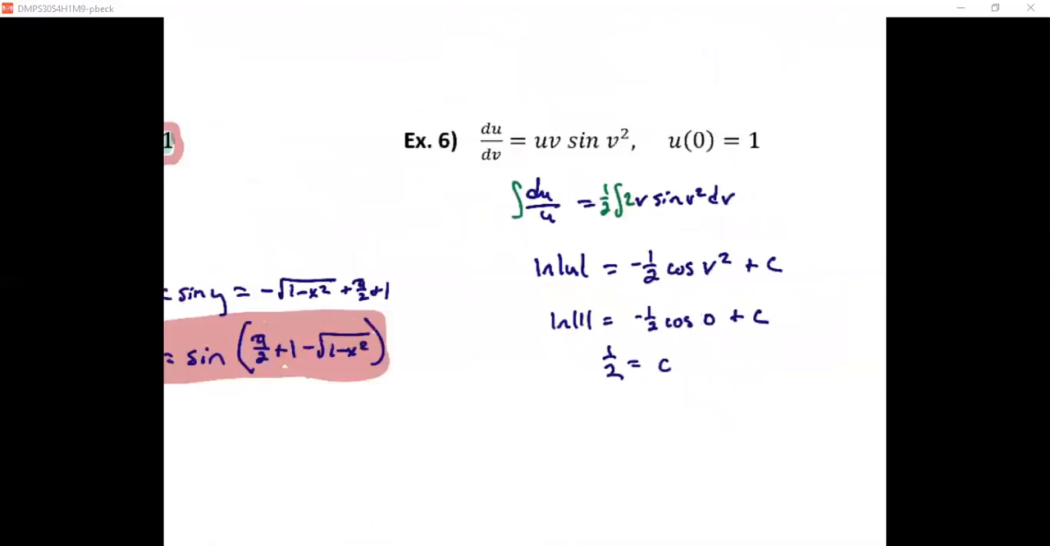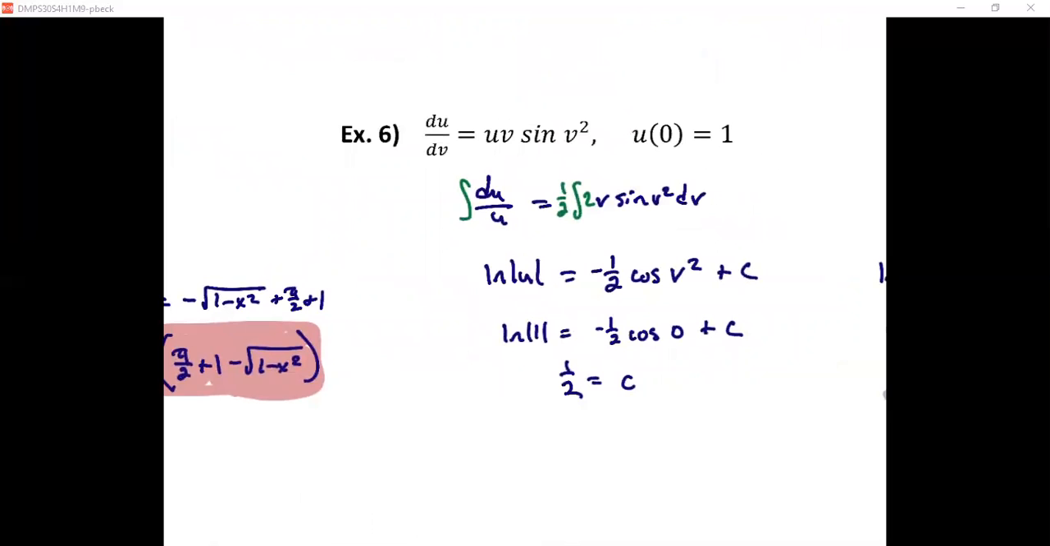Example number 6. du/dv. So this time it starts off as du/dv. So separate our variables, bring our u's to the left, bring our v's to the right. So on the left, we have 1 over u du, which is, boom, natural log. Don't forget your absolute value. On the right, it's v sine of v squared.